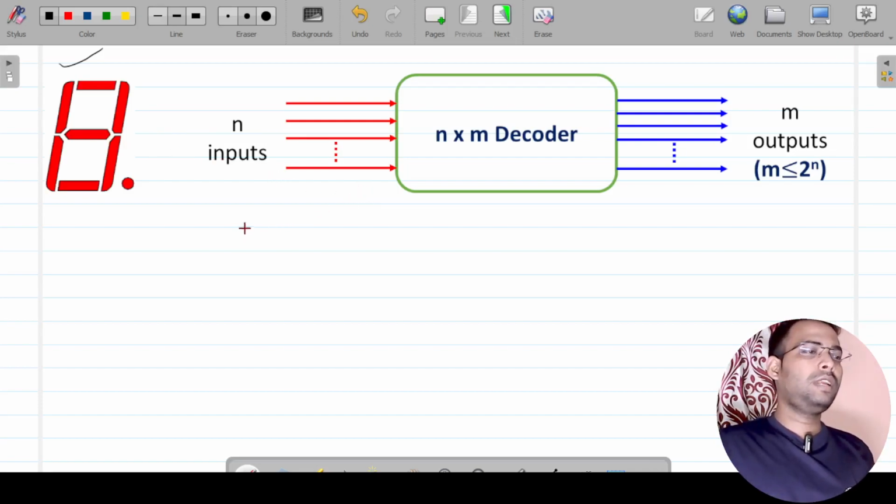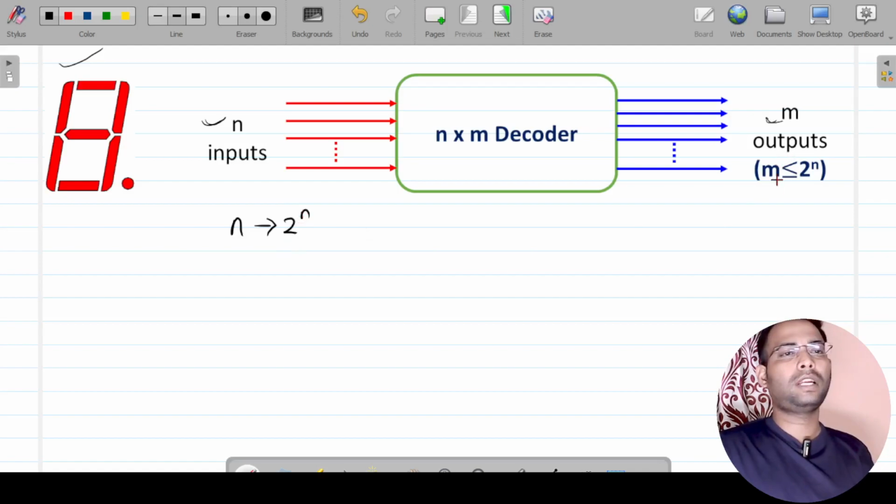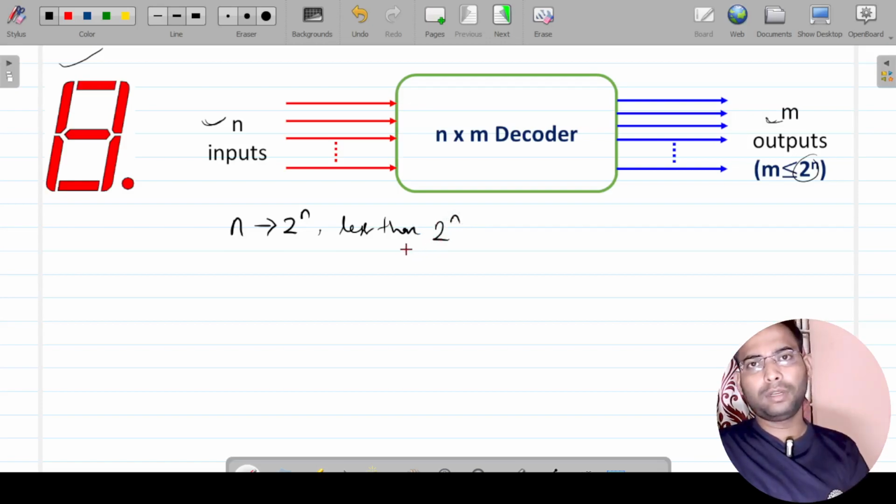A decoder is a device where there are n number of inputs and m number of outputs. And what is the m value and n value? Basically, if n number of inputs are there, it can have a maximum of 2 to the power n outputs, which is what is written here. But it can be less than 2 to the power n also. It's not mandatory that every time it will be 2 to the power n.